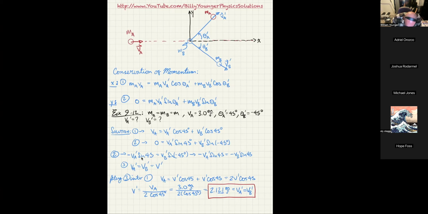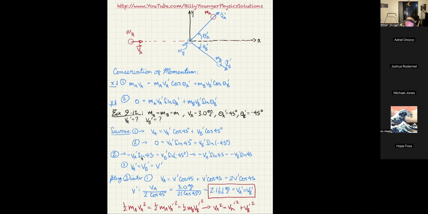If you look at the Pythagorean theorem and you consider it as conservation of kinetic energy, you'd see, I'm going to write this in red here, 1/2 MA VA squared is equal to 1/2 MA VA prime squared plus 1/2 MB VB prime squared. But if all the masses are equal, then you can divide through by MA, which is equal to MB, and you can also divide through by 2, and lo and behold, you get VA squared is equal to VA prime squared plus VB prime squared.